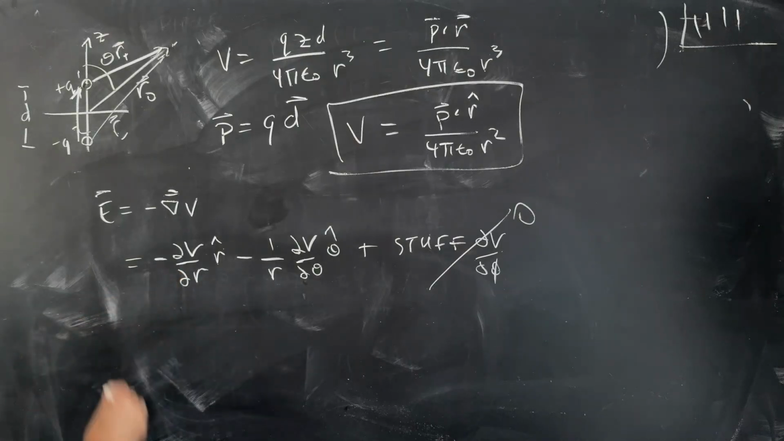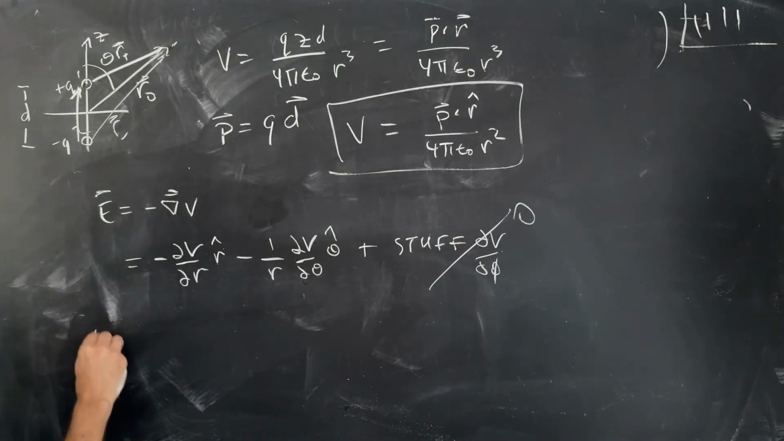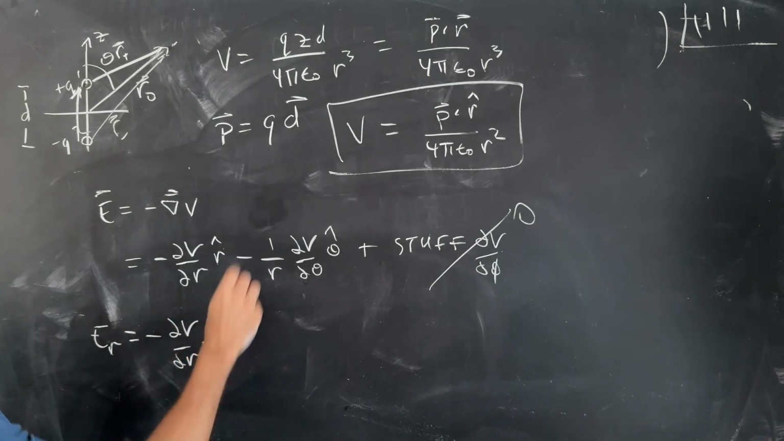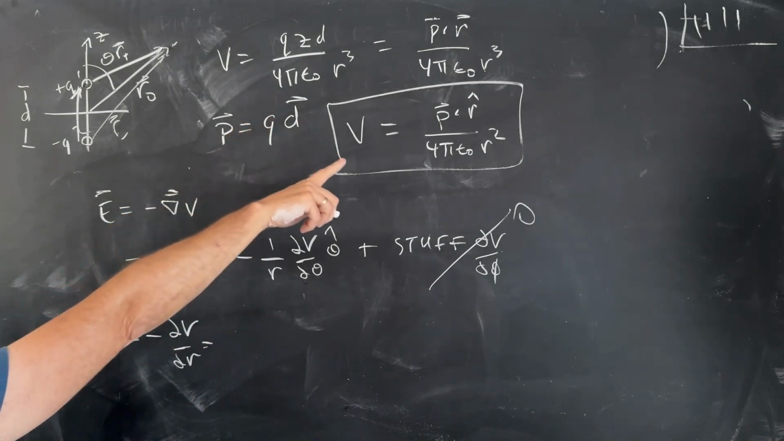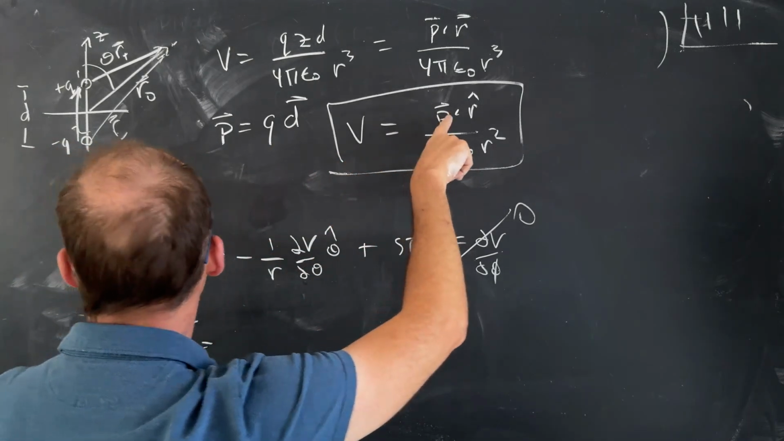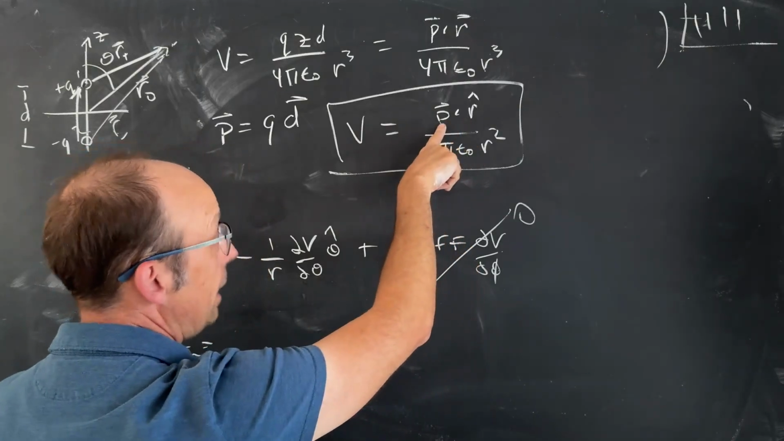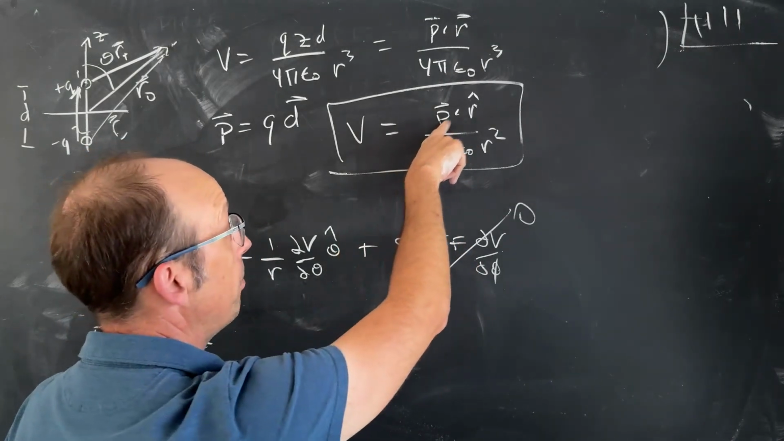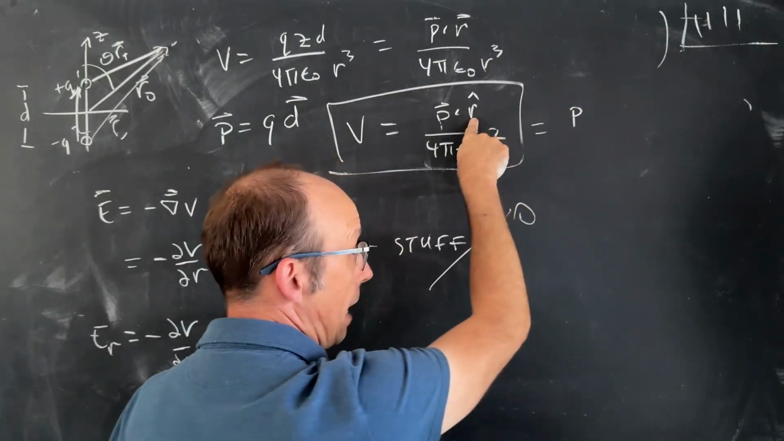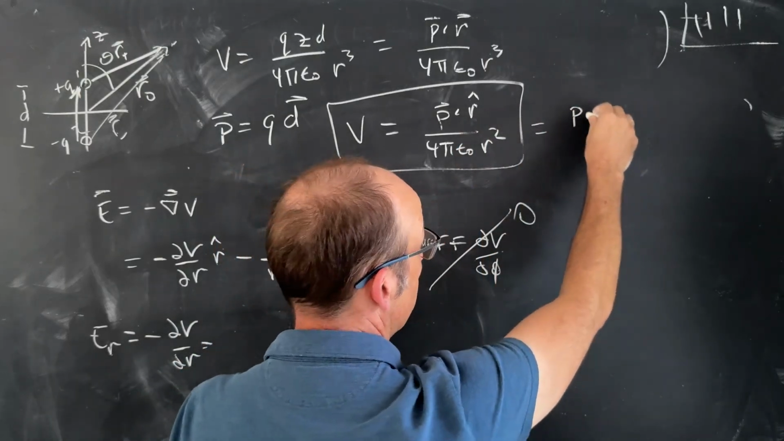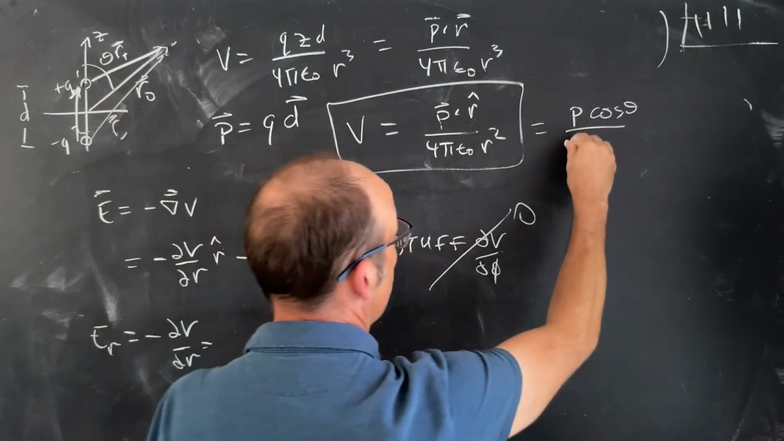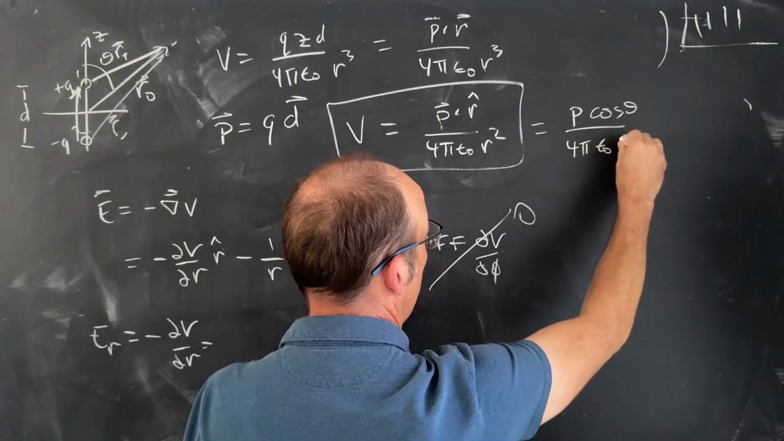Okay, so let's do negative. I'm going to call this E r. It's going to be negative the partial of V with respect to r. So here's my V. In this case, P is in the z direction, right? So P dot r hat is just going to be equal to the magnitude of P times the magnitude of r hat, which is 1, times the cosine of the angle between those two, which is theta. So then that's over 4 pi epsilon naught r squared.